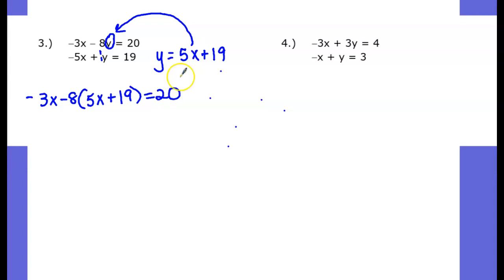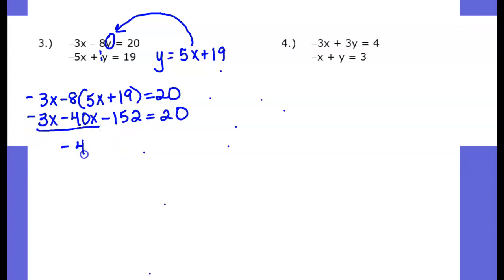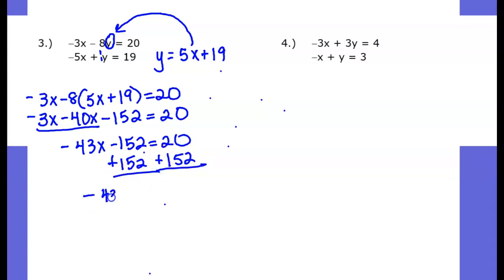Okay, so now at this point, I have just one variable, so I can solve for it. I'm going to distribute, and that's going to be minus 152 is equal to 20. I'm going to combine my like terms. Negative 43x minus 152 is equal to 20. Then I add my 152 to both sides. Okay, I get negative 43x is going to be equal to 172. When I finally divide by negative 43, all right, I'm going to find out that my x value is going to be equal to negative 4.